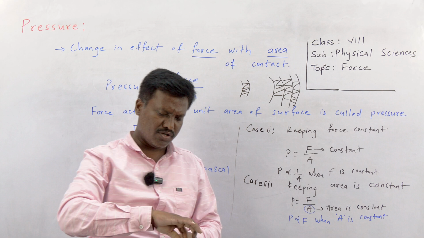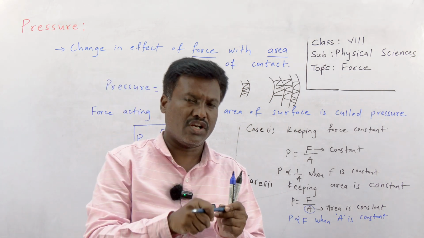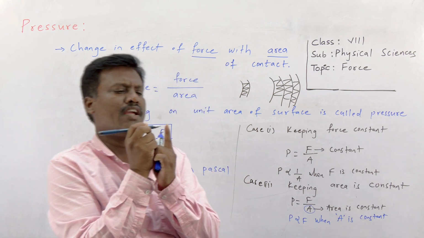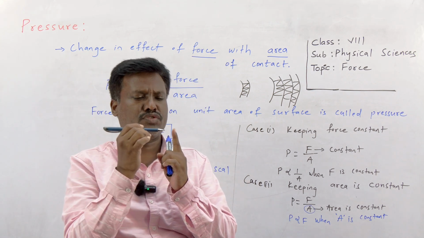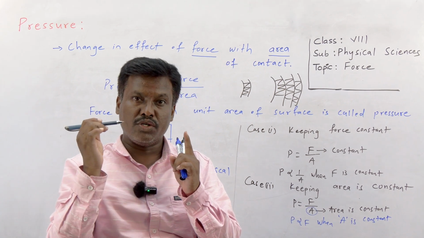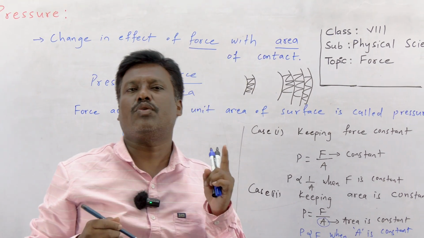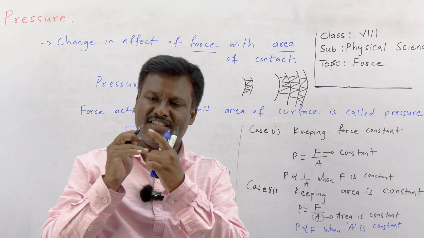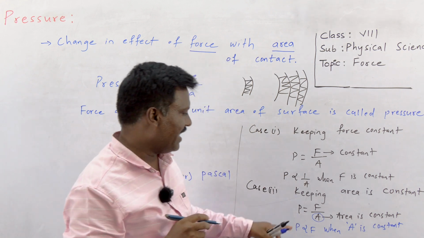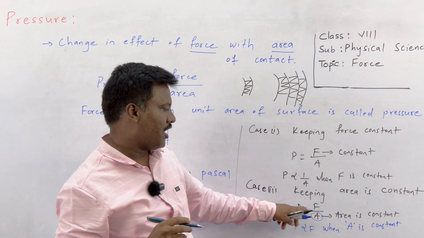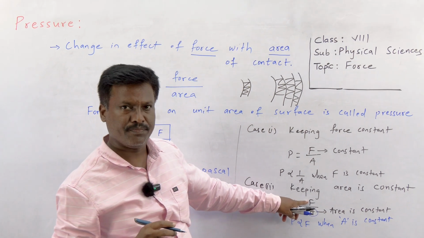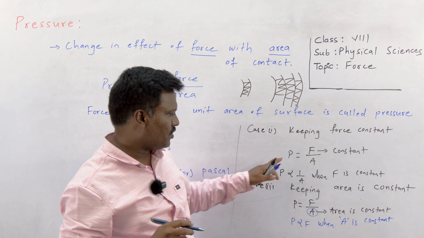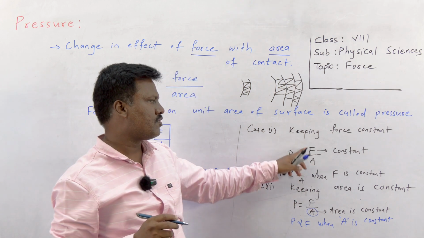A simple example we have just discussed. See, now I am going to try to pierce my finger with the nib of this pen. When I am exerting less force, the pressure is also less. Now I am going to apply more force, then pressure is also more. When force increases, pressure also increases. Here the area of the nib is constant. So by keeping the area constant, how can you increase the pressure? By increasing the force. By keeping the force constant, how can you increase the pressure? By decreasing the area.